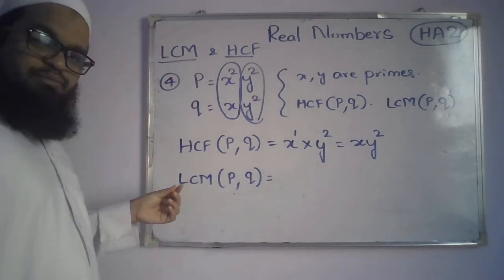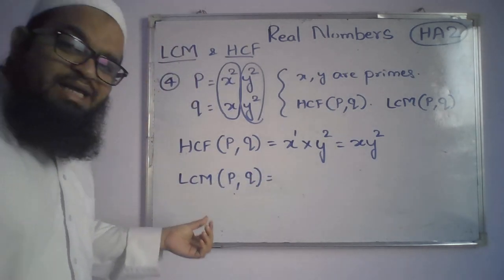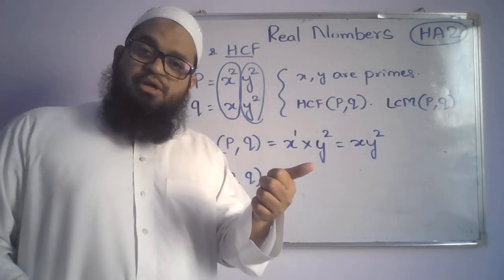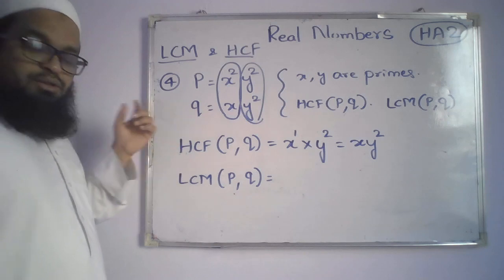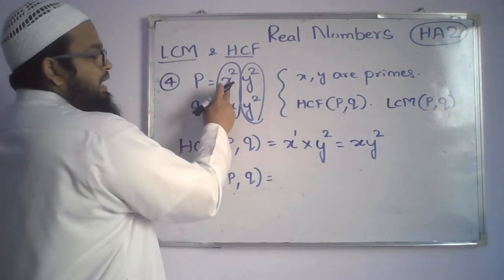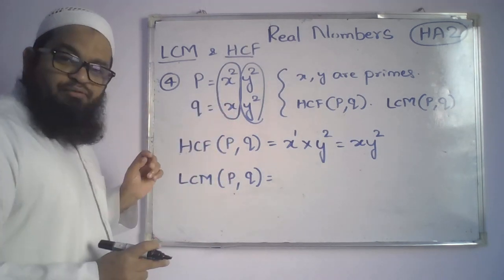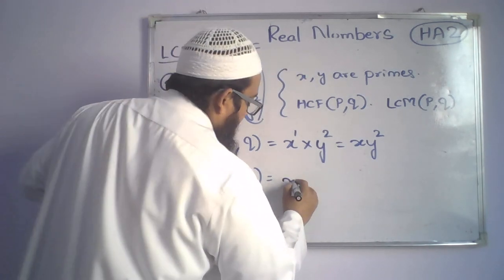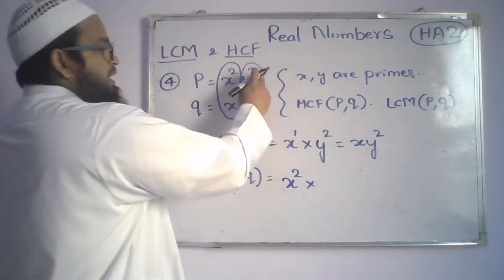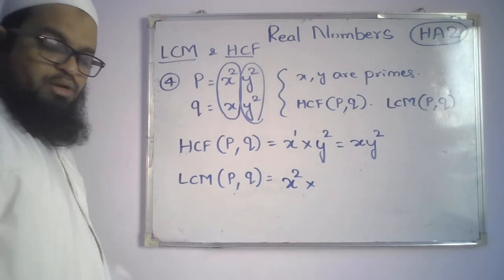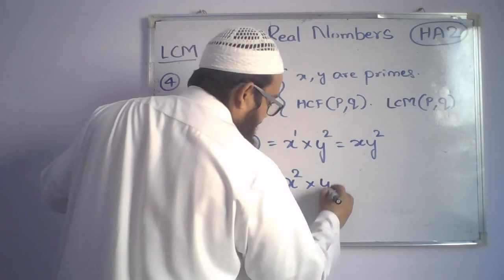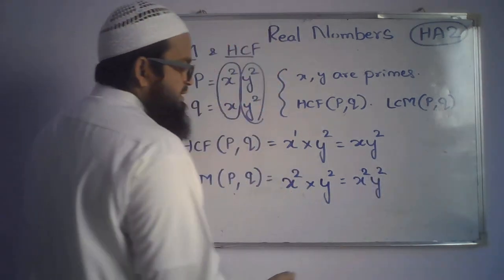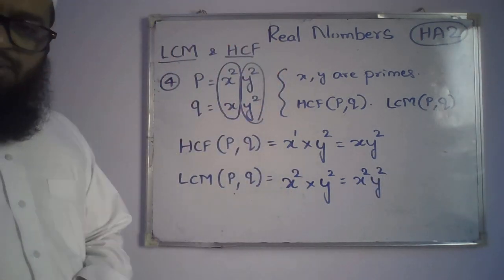So for LCM, since you have to find the least common multiple, take the highest power of the common factors. In here, x square and x to the power of 1, which is the highest power? x square. So let us take x square multiplied by y square, as y square and y square both are the same. So what is the LCM? x square y square is the LCM of P comma Q.